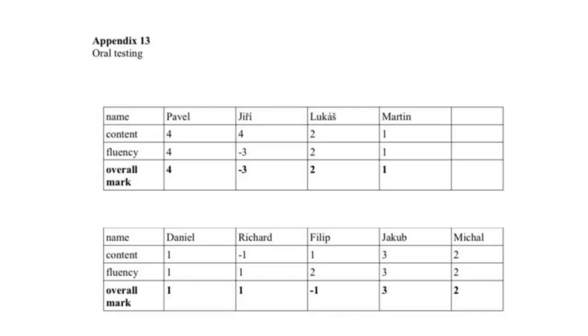And here we have an example of how we can grade oral testing, and the author gives these examples where you just write the name, content, fluency, and the overall mark. In content and fluency, it is mentioned that you can go from 1 to 5, where 1 will mean that the student needs improvement, and 5 means that they are doing it well.